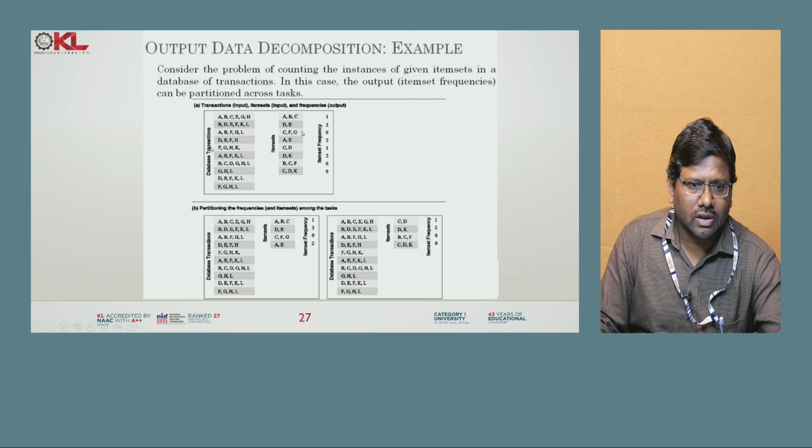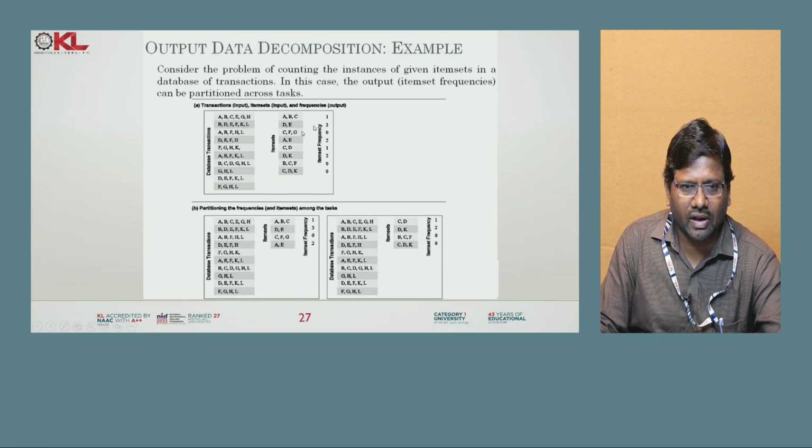This is the database transaction that is carried out: A, B, C, E, G, H, like that. In all these transactions, how many times do we find the item set A, B, C? Only one time. D, E occurs 3 times. Next, we could carry out another example in the same scenario, partitioning the frequencies and the item sets themselves among the tasks. Here these item sets are classified into two partitions.